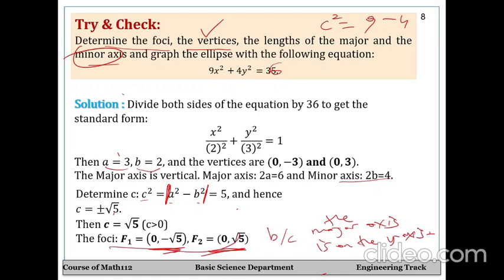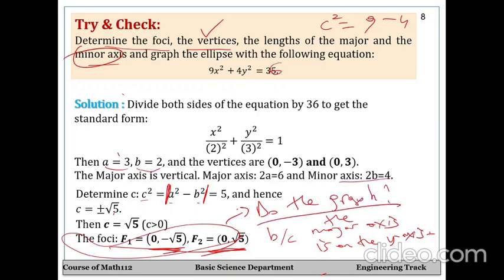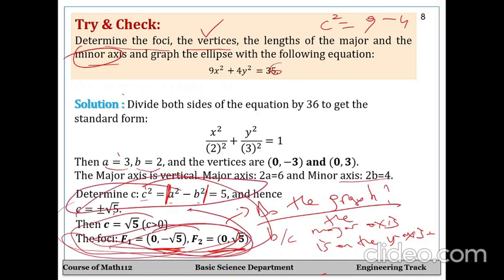Now these things are very clear when you make the graph. Do the graph and you will see it's clear. So it's better, instead of memorizing this. I mean, this part you can memorize, but for finding the foci, it will be better to do it from the graph.